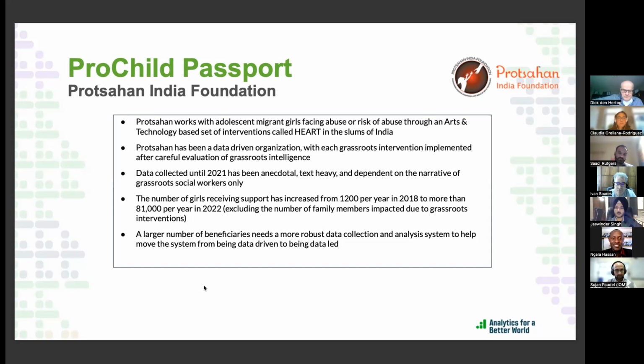One thing that was already happening at the grassroots, even with the small number of girls we were working with, is that our grassroots social workers were very deeply entrenched in the communities. They are all from within those communities, so it became very easy for them to speak to the people there, get stories, and get timely intimation that some child is facing a difficulty. So how can we help them? That was a very rudimentary way of collecting data. It was very word of mouth, very verbose and text-centric, a lot of stories from the ground.